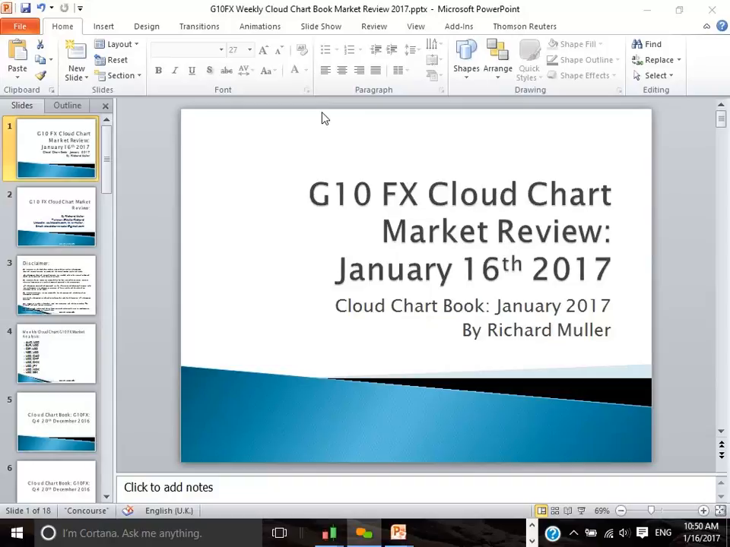Good morning, everybody. This is the G10FX cloud chart review for January the 16th. The week of the 16th, we're going to look at the daily cloud charts of the G10 currency pairs.